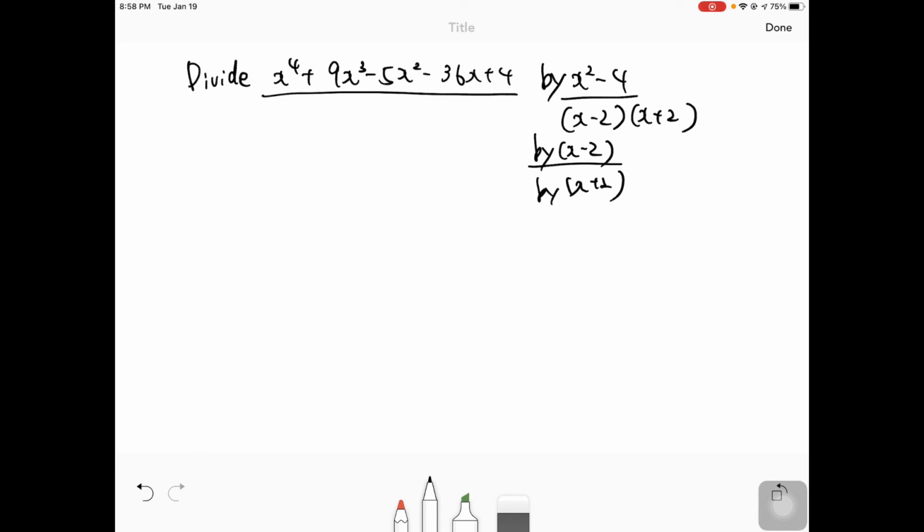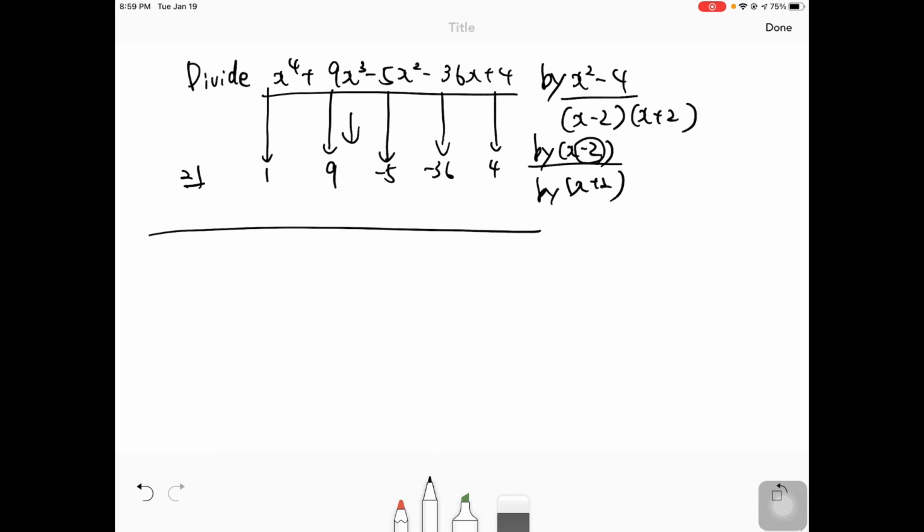So let's focus on the dividend, and you take out only the coefficients in descending order. The first one is 1, next one 9, negative 5, negative 36, and 4. Then you put the number here, which is 2. Okay, then you just bring it down. Then you multiply 2 by 1, which is 2. 9 plus 2 is 11.